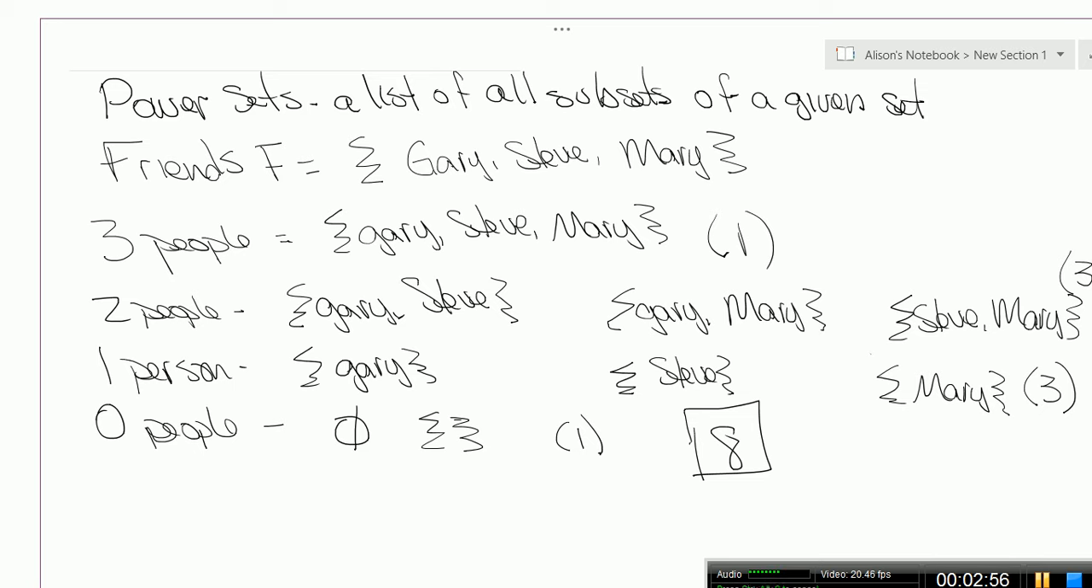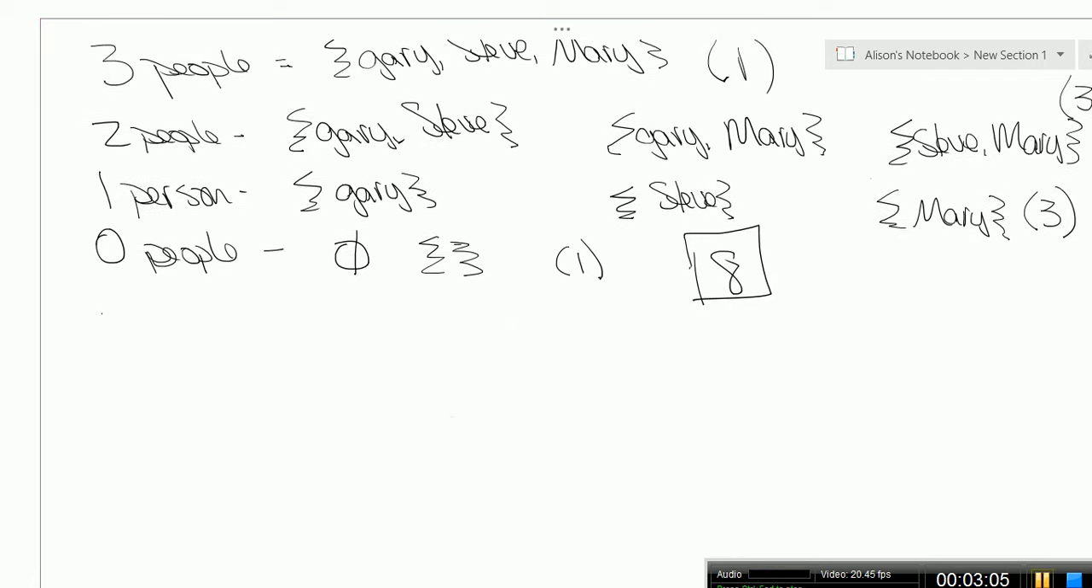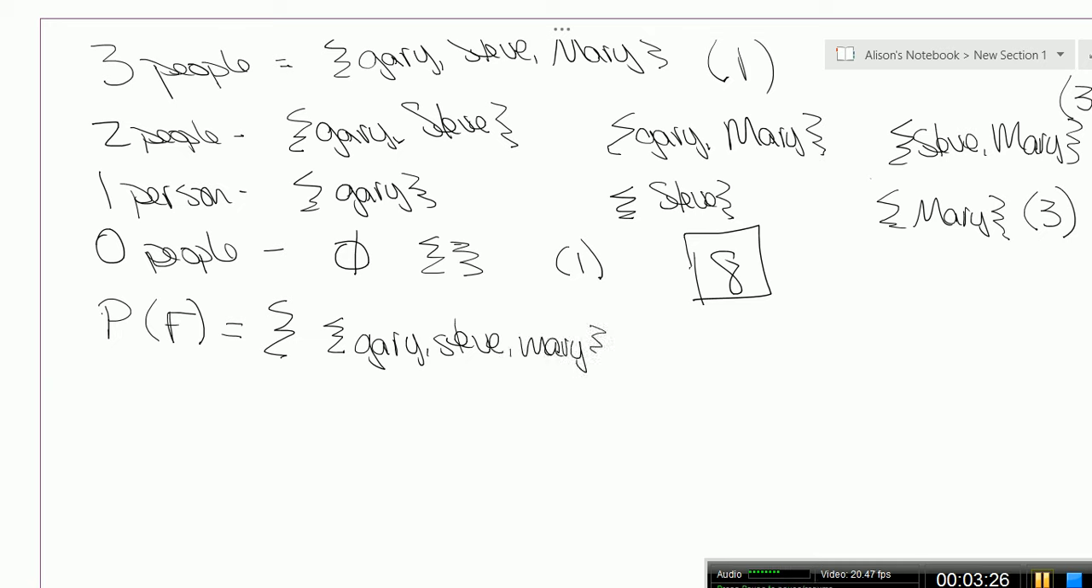So what we would like to do next is write these subsets in the power set notation. I'm going to have to move my screen down just a little bit to be able to do that. Okay, so to write the power set, I'm going to write the capital P, and then the set we defined as F. Now it is a power set, and so I'm going to list all of the different groupings that I came up with. The first grouping was all 3 of them. And so I'm going to put Gary, Steve, and Mary as one of the subsets within my power set.